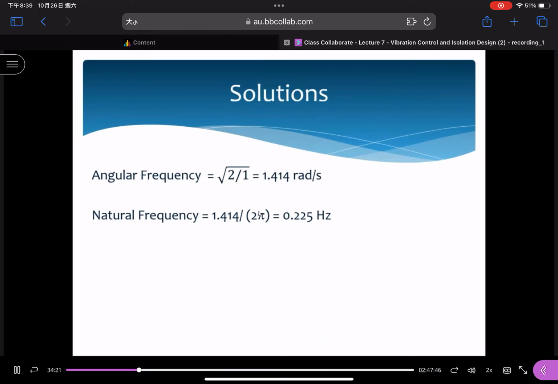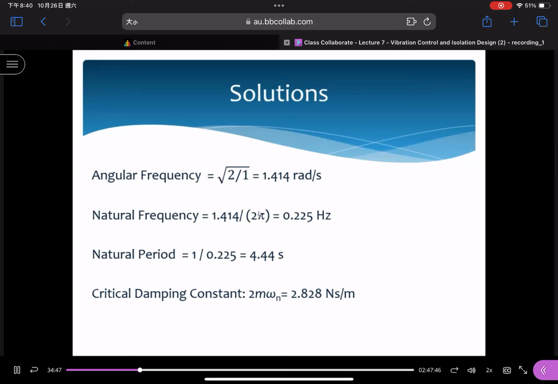How about the natural period? The natural period is the reciprocal of the frequency, so it is equal to 1 divided by 0.225. This is the natural period, 4.44 seconds. And how about the critical damping constant? In terms of the critical damping constant, we recall this standard equation. It is in reference to m and omega n. Because m is equal to 1 and omega n is equal to 1.414, the critical damping constant is 2.828.